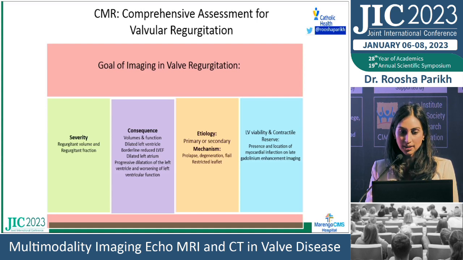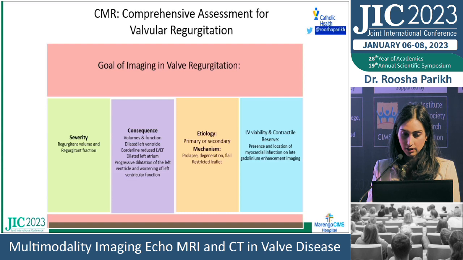We can look at the consequence of the valvular regurgitation. So we want to know, even if it's visually severe or not severe, how has it affected the patient? What are the left ventricular and right ventricular volumes and function? Is the left ventricle dilated? Is there borderline reduced EF? Is there dilated left atrium? Is there progressive dilatation of the left ventricle and worsening of the left ventricular function?